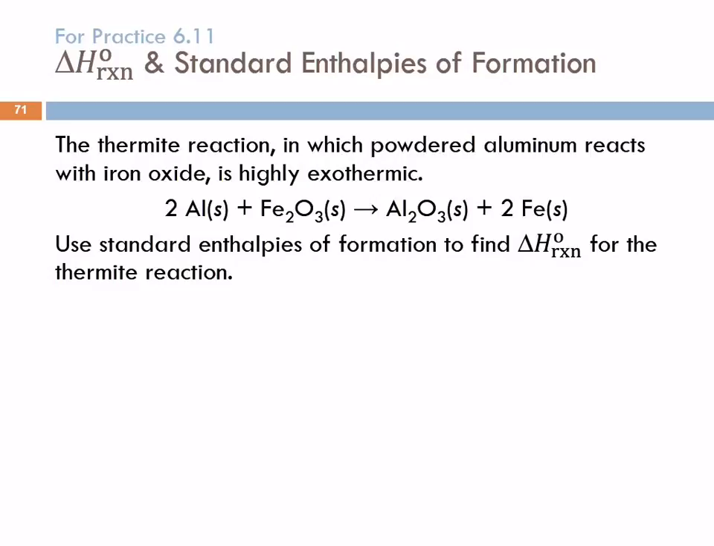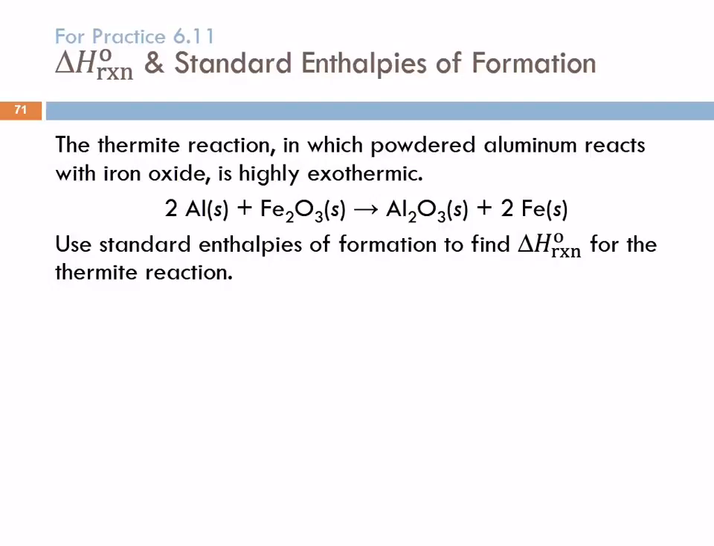Anyway, okay. So we've looked up some stuff. Now we can do this problem. The thermite reaction in which powdered aluminum reacts with iron oxide is highly exothermic. Anybody ever seen this reaction as a demo? Maybe we'll check out a video. I can't do it in a building. It's very exothermic. Use standard enthalpies of formation to find the standard heat of reaction for this reaction.